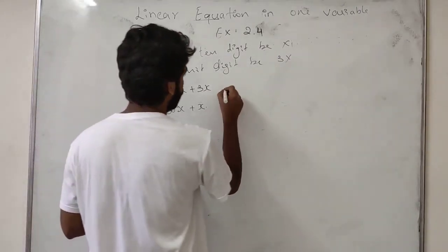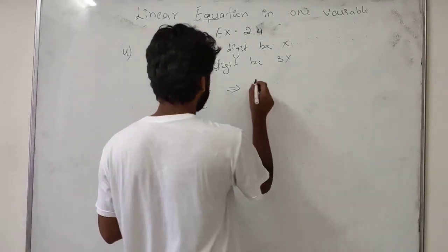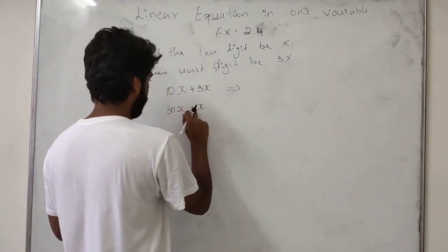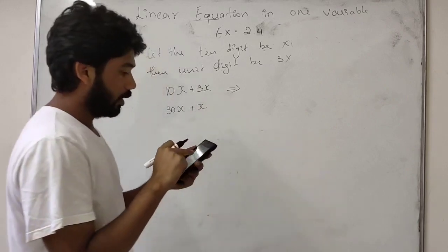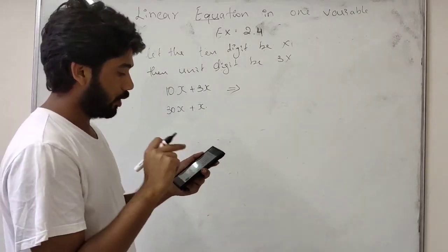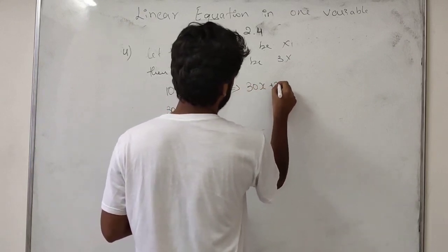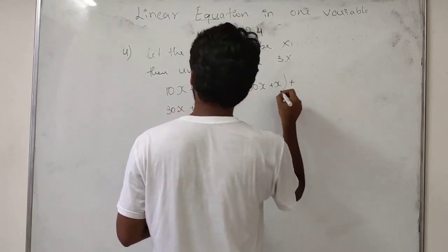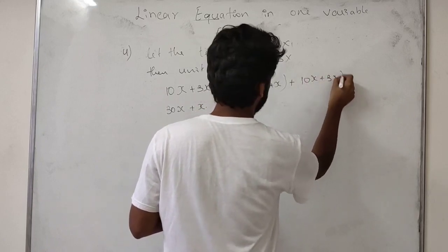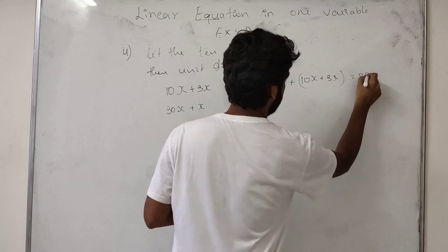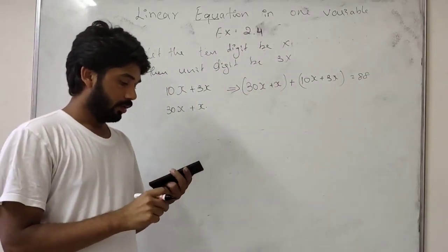So students, now the equation we can write in this way. The original number plus the interchanged number gives 88. So we get 30x plus x plus 10x plus 3x is equal to 88.